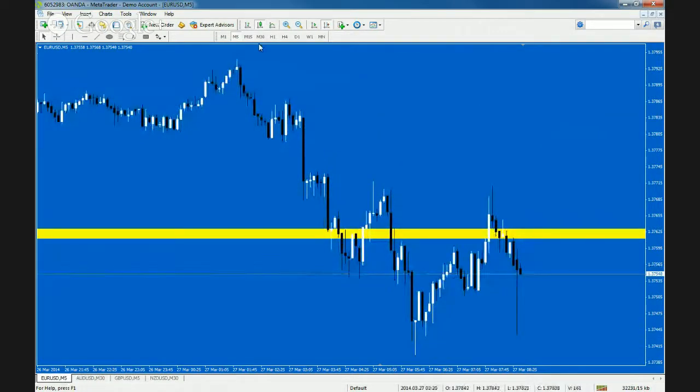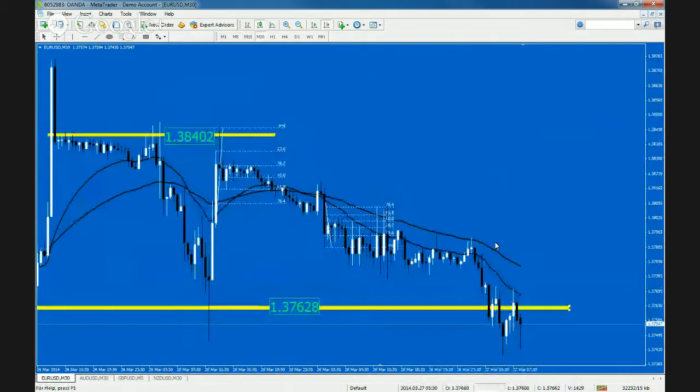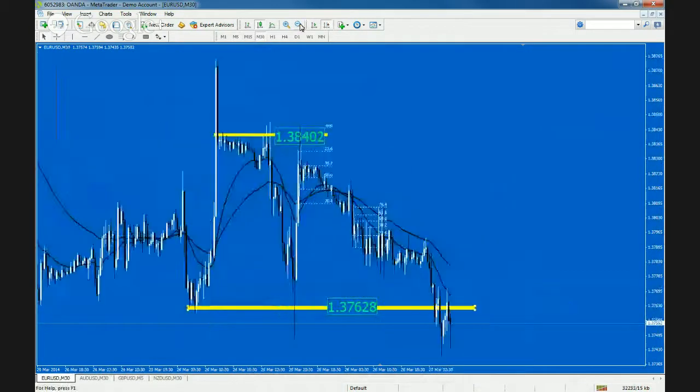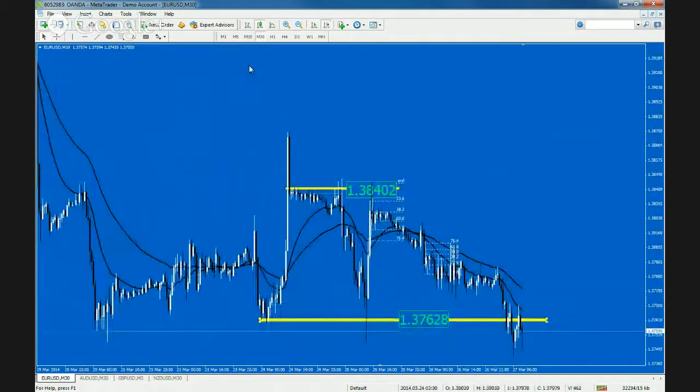Okay, so let's go to the euro chart. The euro has been actually flirting with this lower level we've had in place for a couple of days. Let's take a look and see what happened here yesterday. Now, there's a couple things. The trend was down. You can see that by the moving averages. These are the only indicators we use.